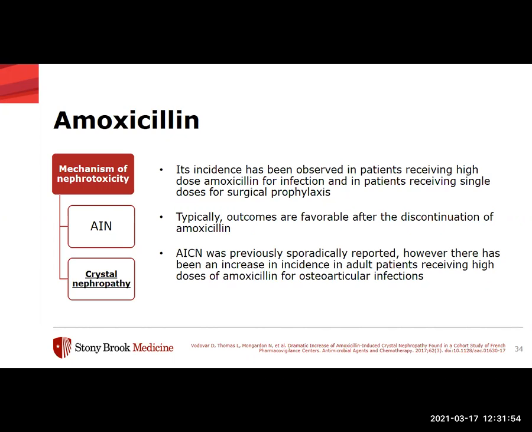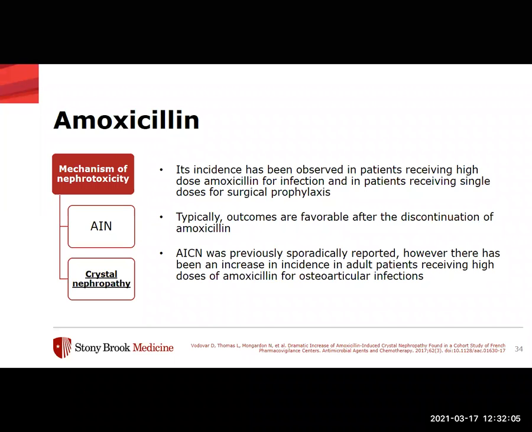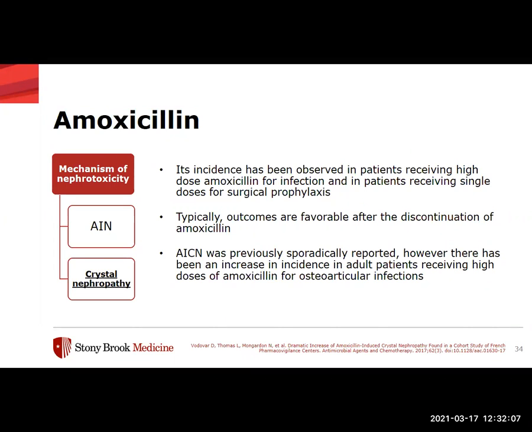Amoxicillin-induced crystal nephropathy was previously sporadically reported until now. However, a recent study observed its dramatic increase in a cohort of adult patients receiving high doses of amoxicillin for osteoarticular infections.